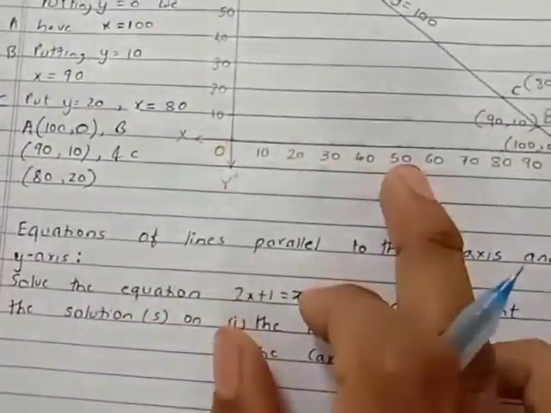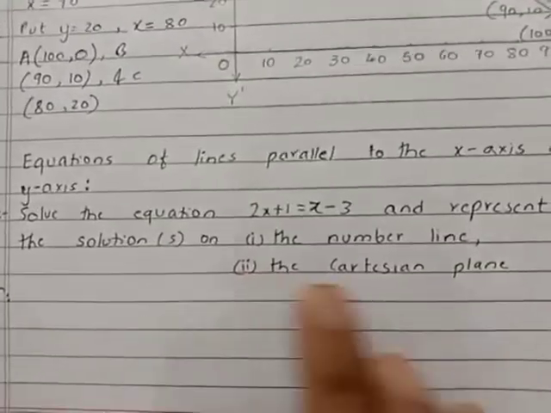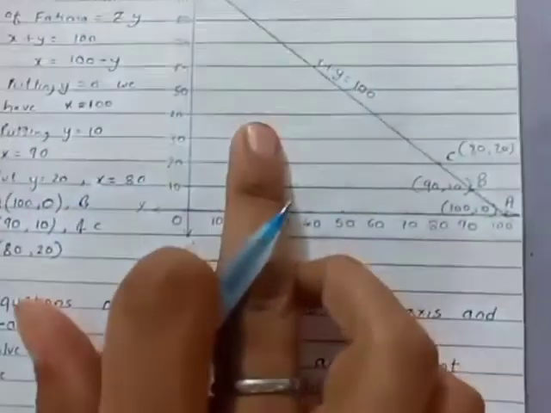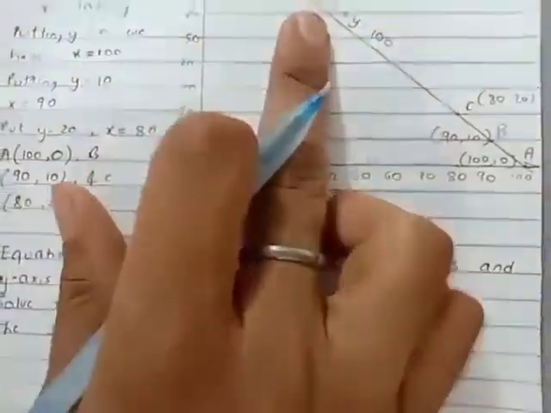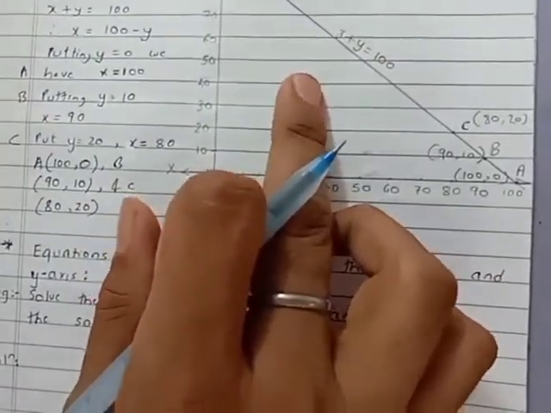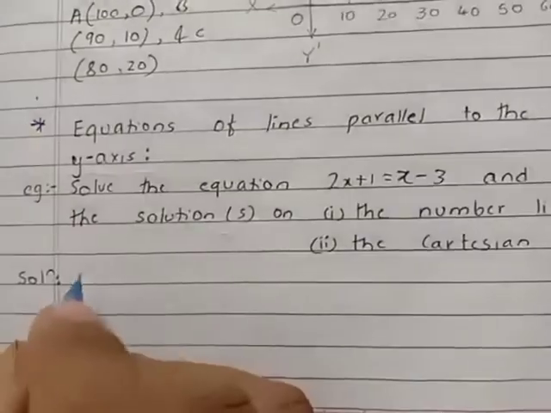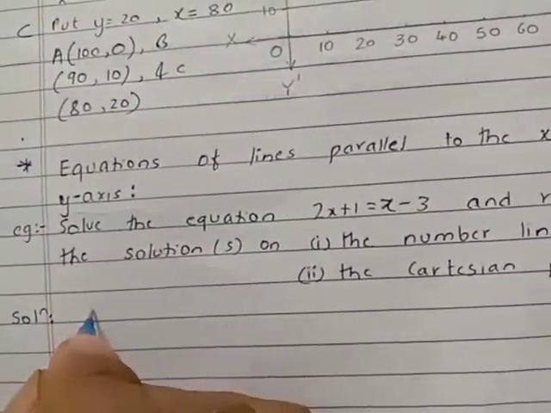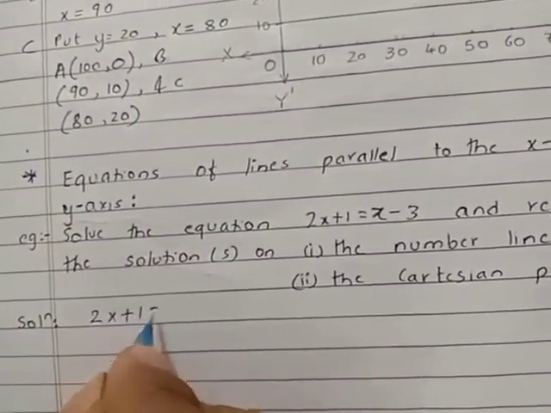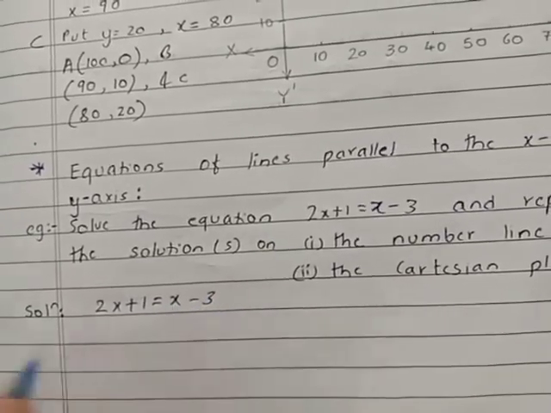This is the number line, and this is the Cartesian plane. So you have to plot this on the Cartesian plane. So how will we solve this? 2x plus 1 equal to x minus 3 is the equation given.